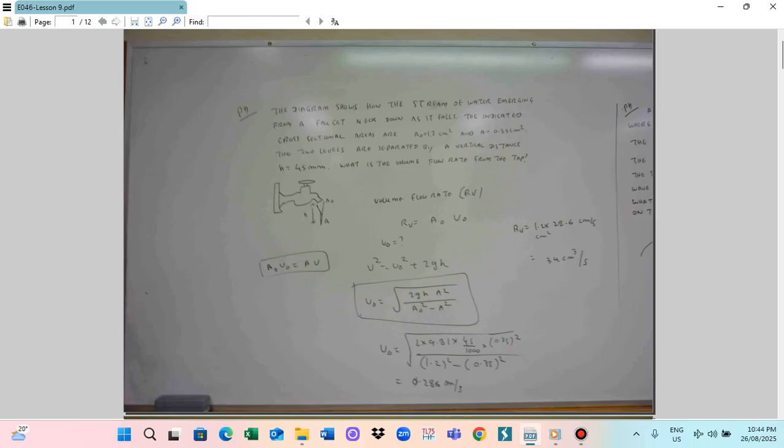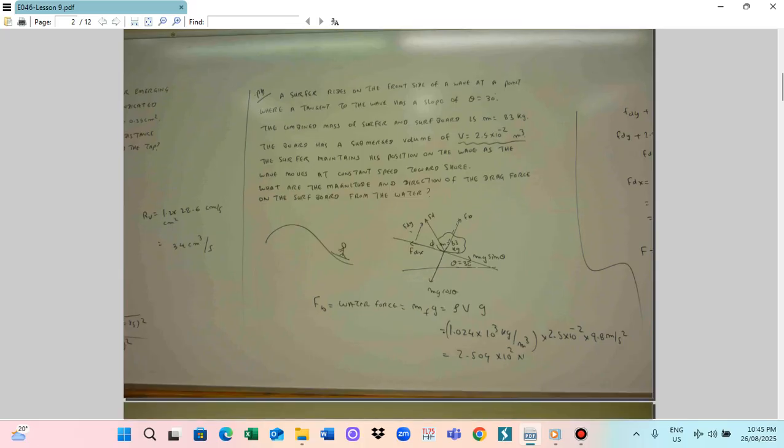And then you can calculate RV. RV is A0 multiplied by V0. A0 is 1/2 and V0 is 0.286 meter per second, which is 28.6 centimeter per second. So here we have 1/2 centimeter square, and by solving this you get about 14.3 centimeter cube per second.